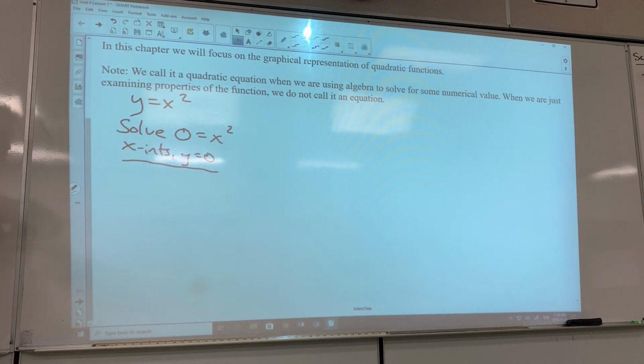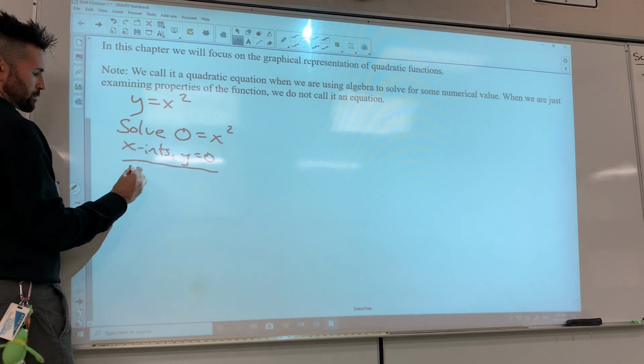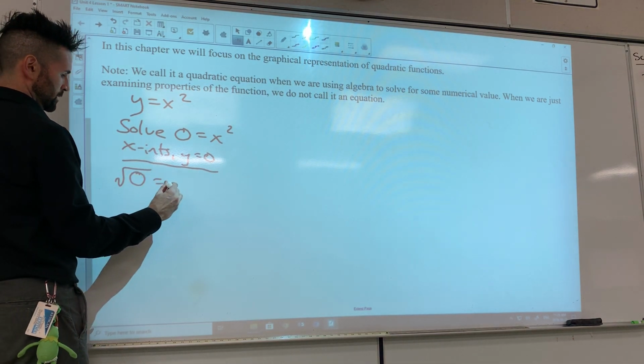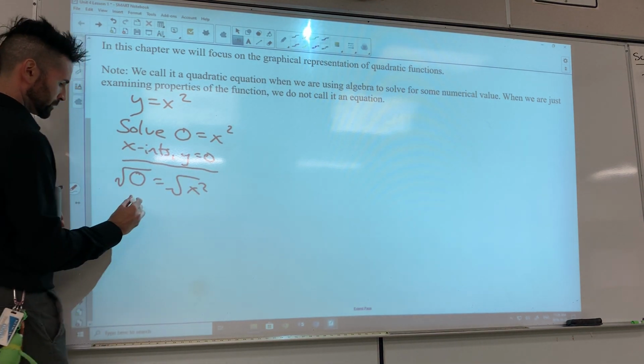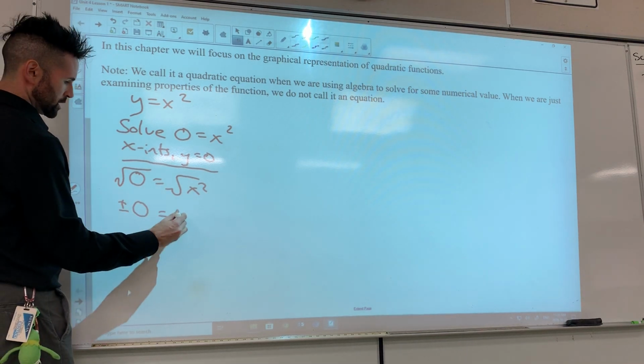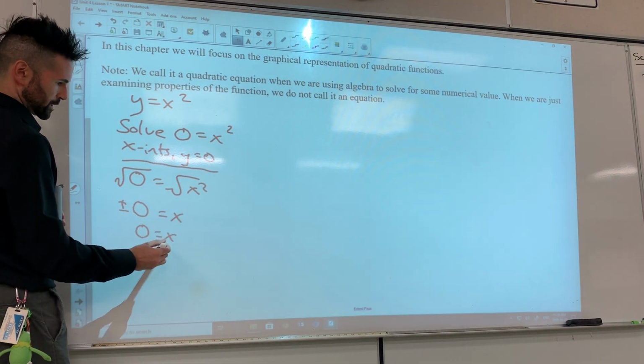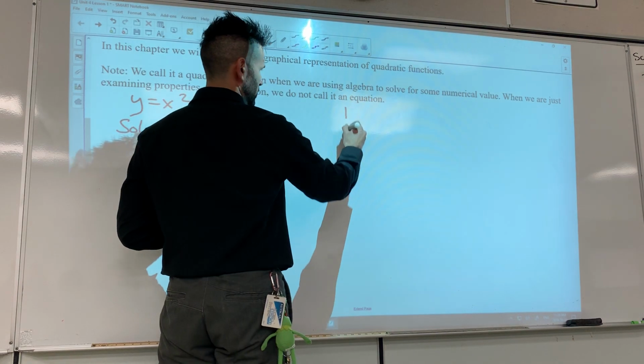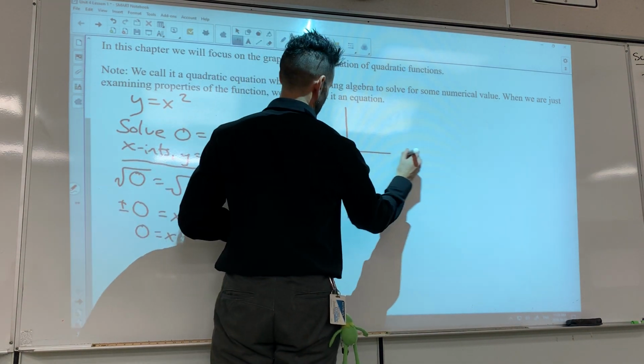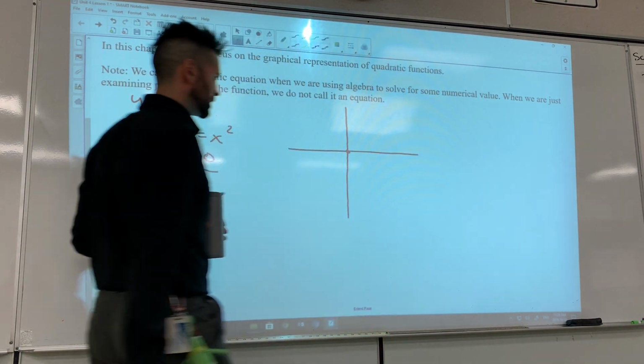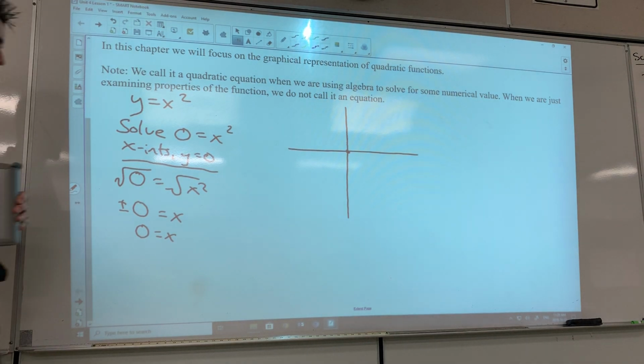So for this particular one, you guys told me that you square root both sides. So like this. And then you get plus or minus 0, which is really still just 0. So this represents the x-intercept. So if we were going to do a quick sketch of this one, which I hope we would probably end up doing on the next page anyways, but there's your x-intercept.